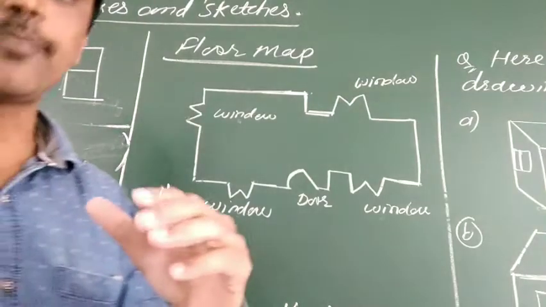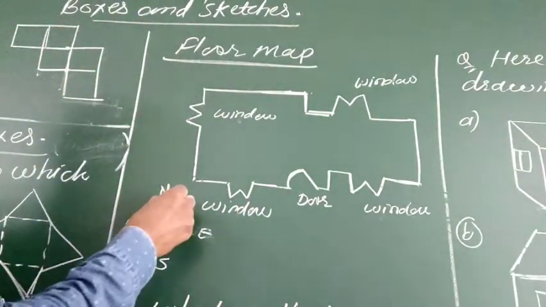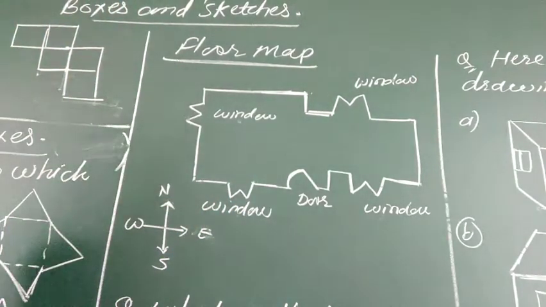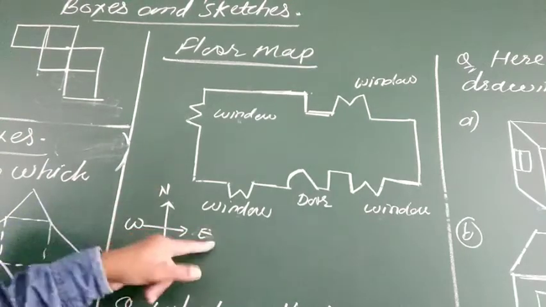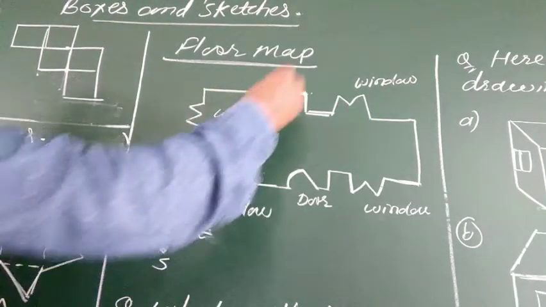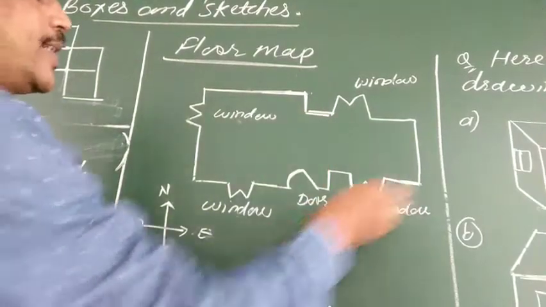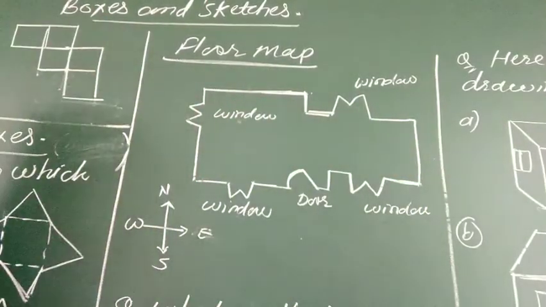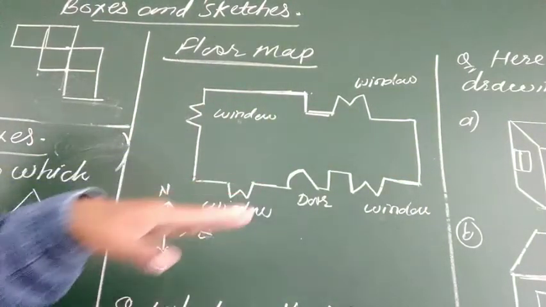Dear, in chapter number 8 we discussed how to know the direction in a map. So it is upper direction, north, south, east and west. So same direction here. This is the north direction, south direction, west and this is east. Now please see this picture and try to answer.